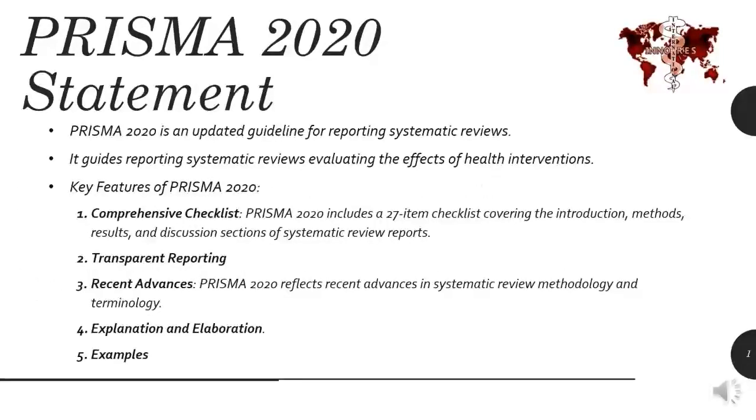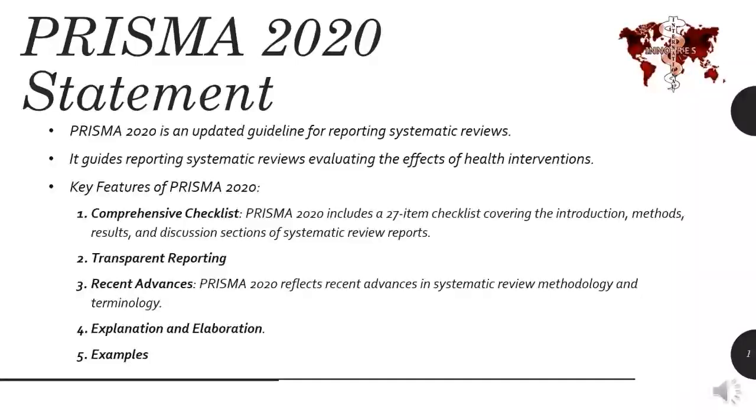So prior to the development of the Prisma 2020 framework, there was a Prisma that was in effect, and that was the Prisma 2009. The Prisma 2020, however, is an updated guideline for reporting systematic reviews. So the Prisma 2020 guides reporting systematic reviews evaluating the effects of health interventions. So the Prisma framework can be used for qualitative or quantitative studies. It can be used for living reviews. It can be used for original systematic reviews. It can be used to update a systematic review.